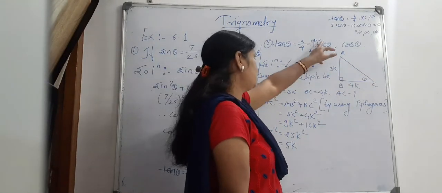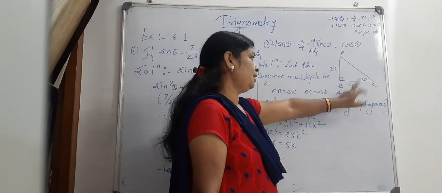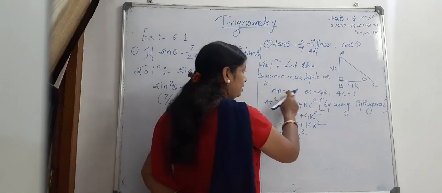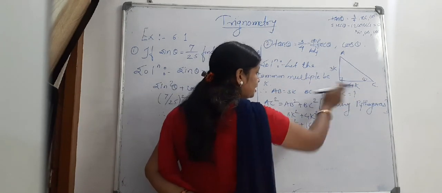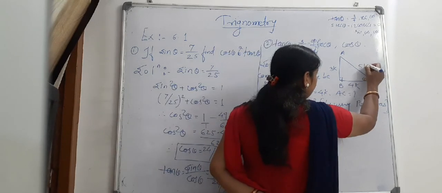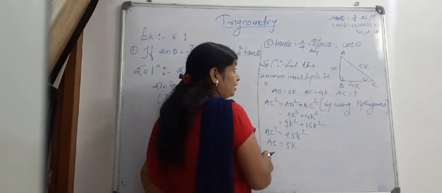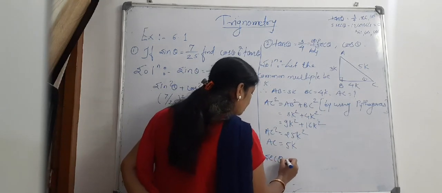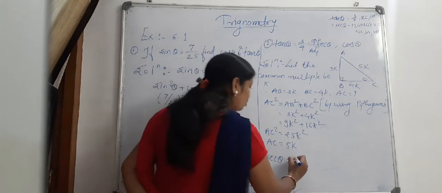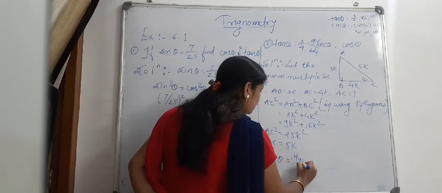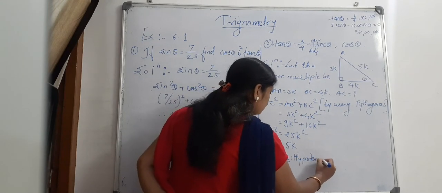Here tan means opposite upon adjacent, means opposite is given and adjacent is given. Now let the common multiple be k. So AB is 3k, BC is 4k, AC first you have to find out by Pythagoras. Now you get AC here and then you have to use the trigonometric ratio. Now what do you have to find out? Sec theta. What is the formula for sec? Hypotenuse upon adjacent.